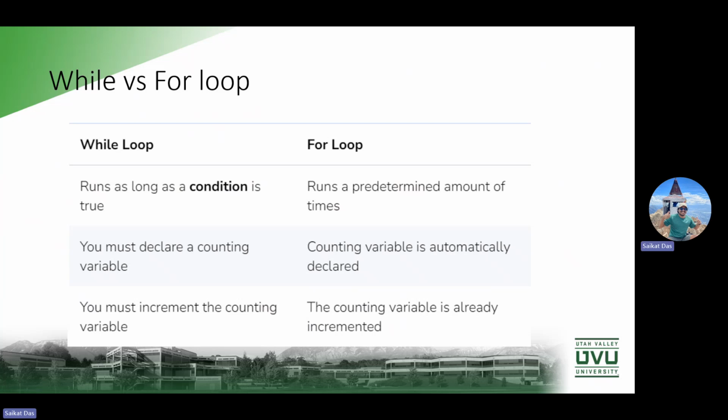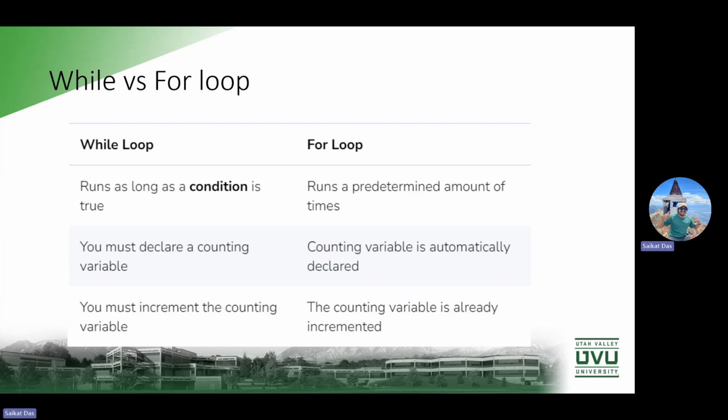Here's the difference between the for loop and while loop. As I told you, a while loop runs as long as the condition is true, but the for loop is predetermined. Whenever you're writing a for loop, it knows that it will go from the first character to the last character. That's it. And for the while loop, you must declare a counting variable to count how many times it runs. But for the for loop, it automatically declares that. For the while loop, we need to push it to the next iteration. But for the for loop, it automatically goes to the next item.